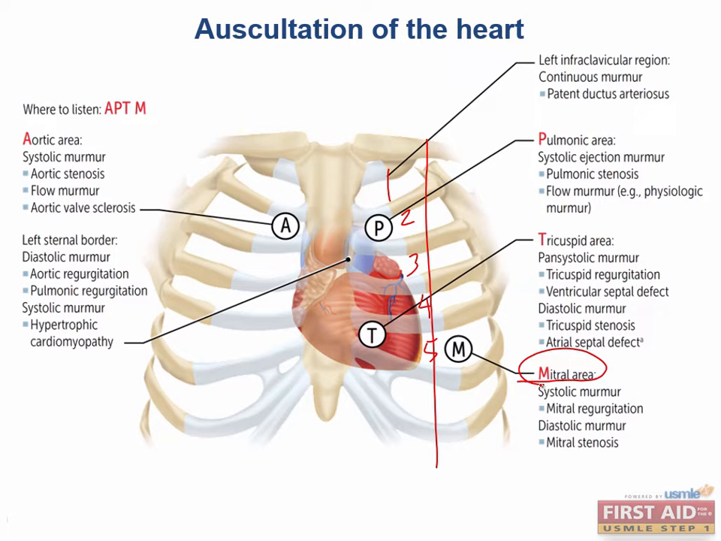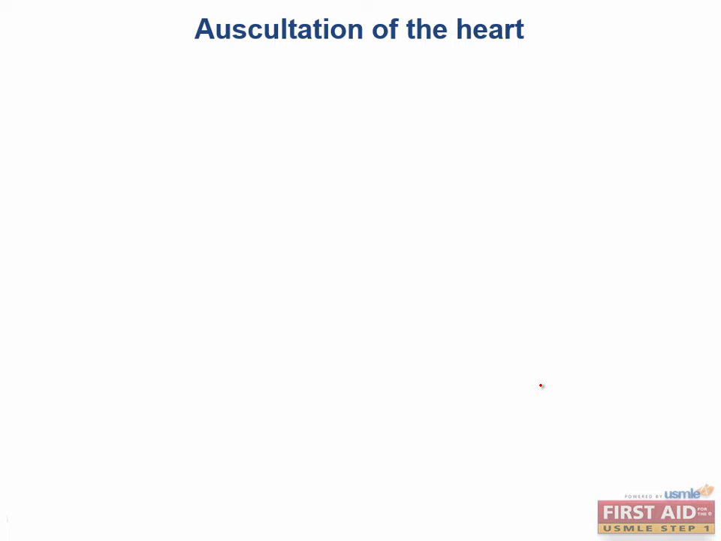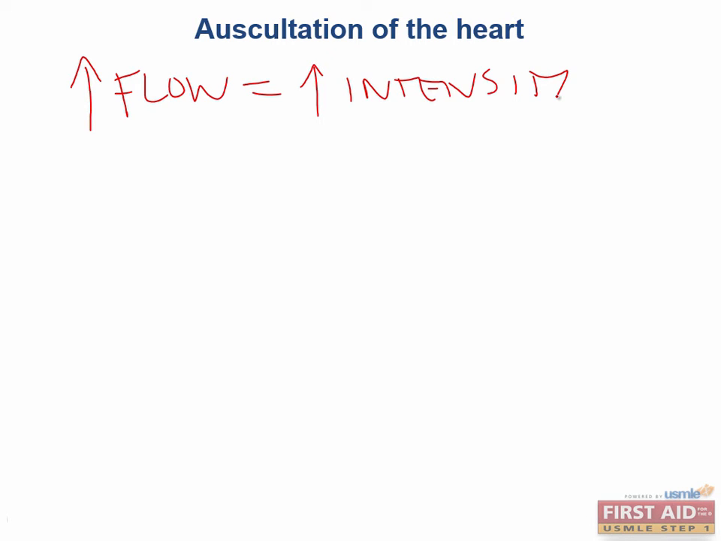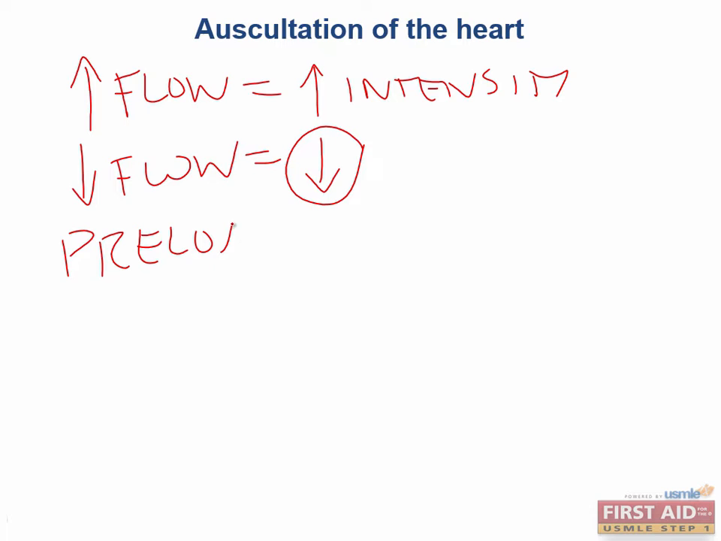We need to talk about the maneuvers and how we can augment murmurs. We can establish a few general rules here. Increasing blood flow through an affected valve or defect will lead to an increase in the intensity of the murmur. On the opposite side, if we decrease flow, this will lead to a decrease in the intensity of a murmur. Now, how can we augment blood flow? Well, we can change the preload or the afterload with certain maneuvers, right?